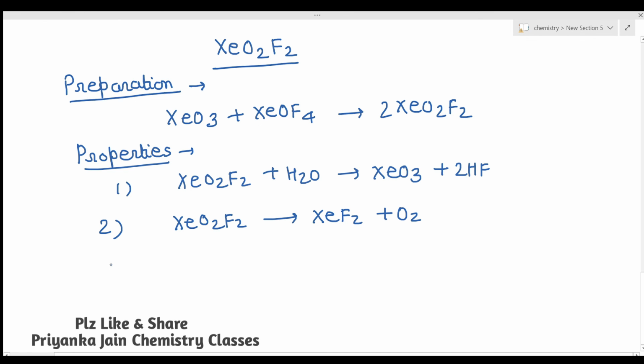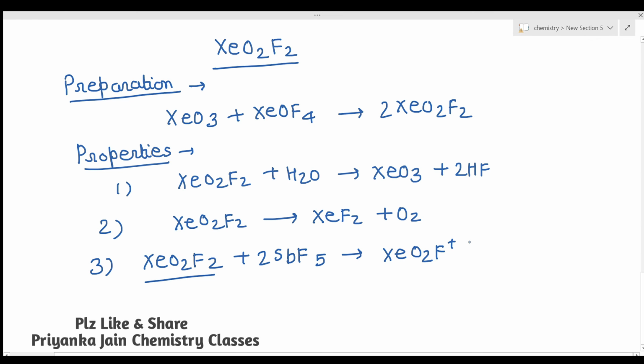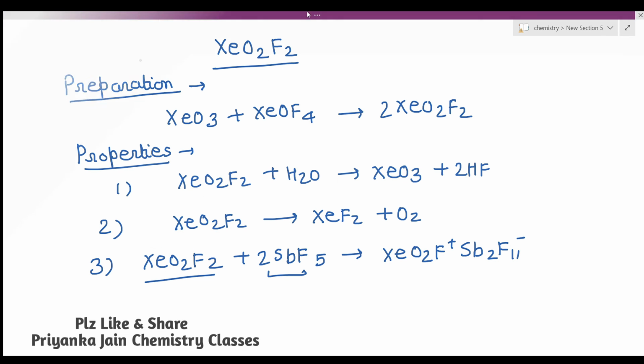Thirdly, XeO2F2 reacts with fluoride ion acceptors. So it can act as the fluoride donor. Here it is acting as the fluoride ion donor. So it is forming XeO2F plus Sb2F11 minus. Here it is acting as the fluoride donor and this is acting as the fluoride acceptor. Okay, so these are all its reactions. Now we will see its structure.